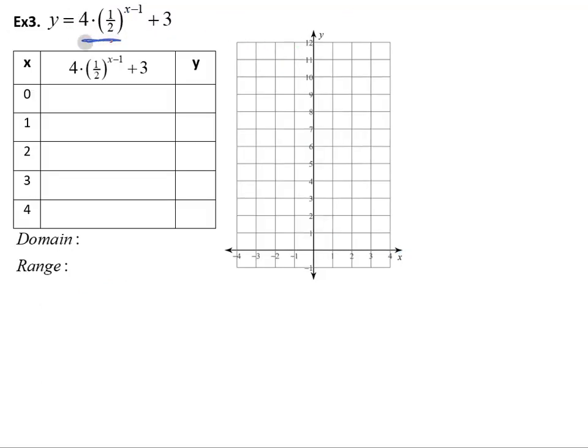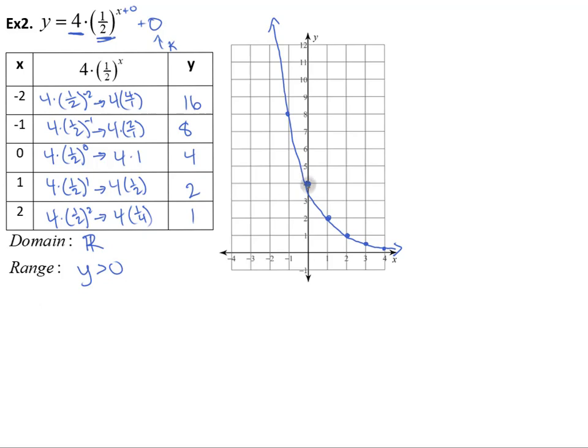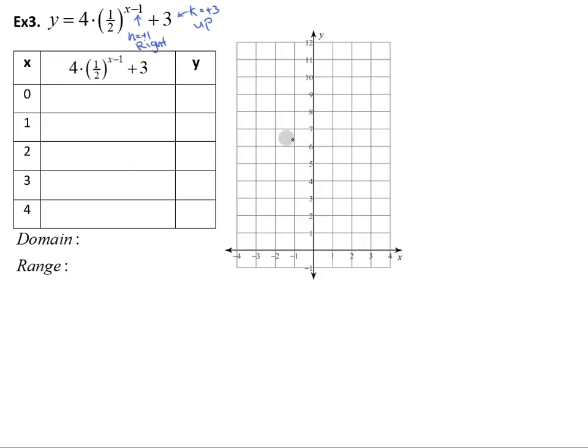Okay, here this is basically the same idea, except we do have a shift. And this is an h value of +1. Remember, h is the opposite of what it looks like. So that's actually a shift right 1 unit. And we do have a k value of +3. K is +3, which means we are shifting up 3 units. So in fact, you could just take the previous graph, move everything right 1 and up 3, and we would get essentially our new graph here.